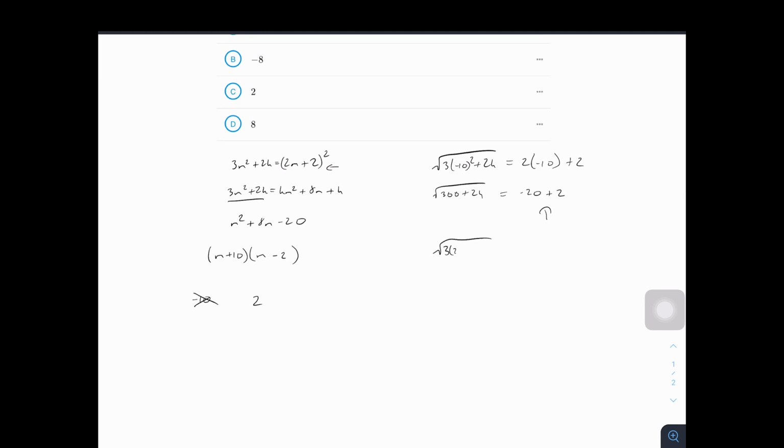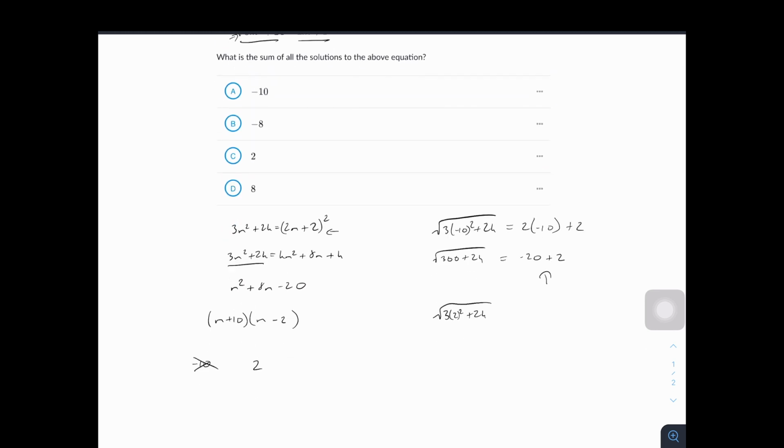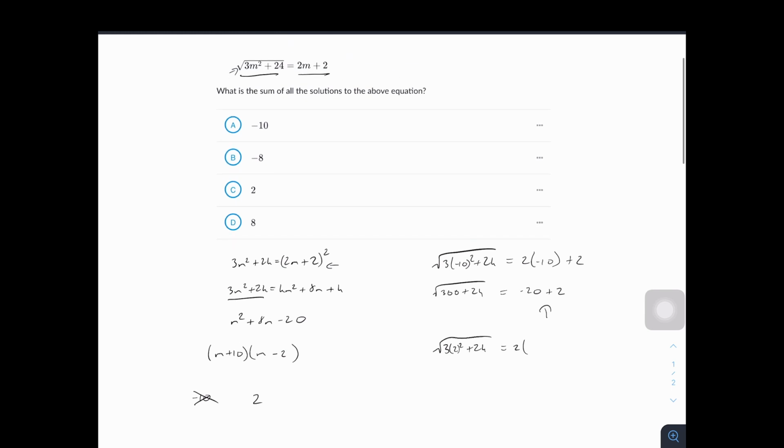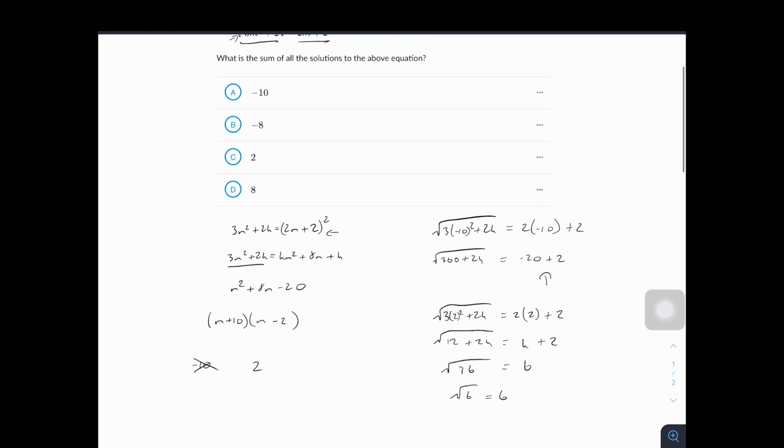So 3 times 2 squared plus 24 is equal to 2 times 2 plus 2. So 4 plus 2, which is 6. And square root of 3 times 4, which is 12, plus 24 is 36, whose square root is 6. So 2 is a valid solution and our only solution, so answer choice C is correct.